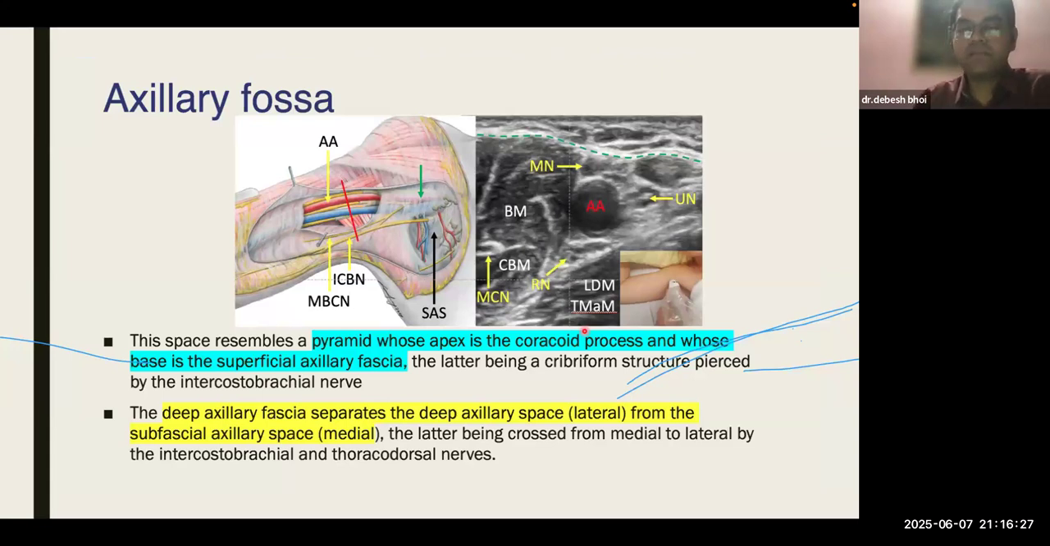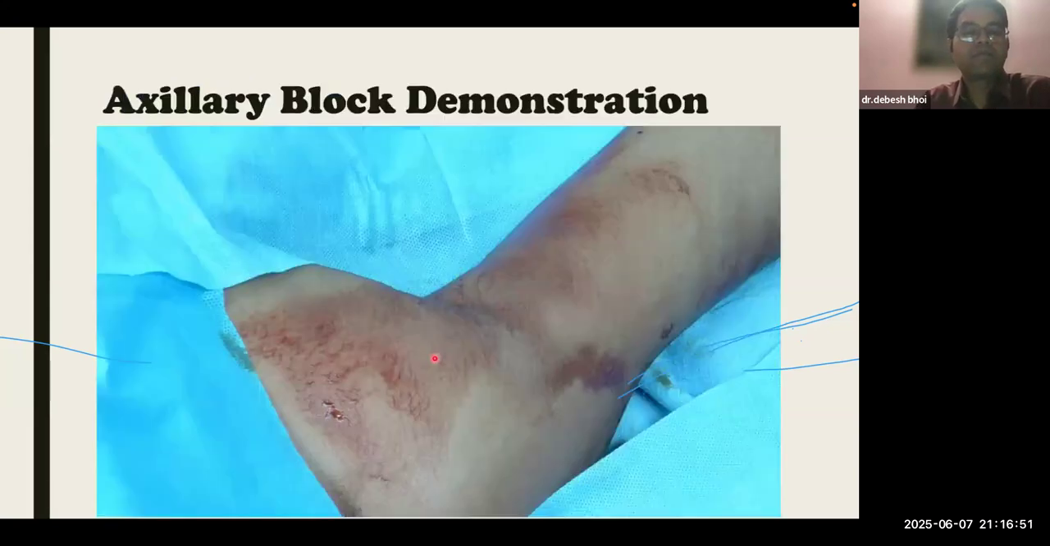In this case, if you see, the superficial axillary fascia is more apical and more medial, and the lateral will be the deep axillary fascia, where the deep axillary space is. The intercostobrachial nerve basically pierces the superficial axillary fascia, crosses it, and becomes superficial. Again, this is some demonstration on the same axillary block, of how we can identify the different elements of the axillary area.